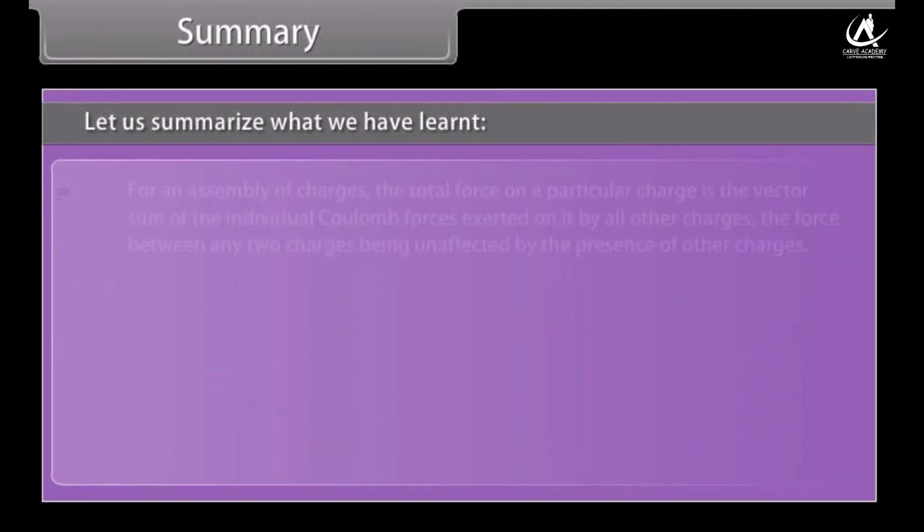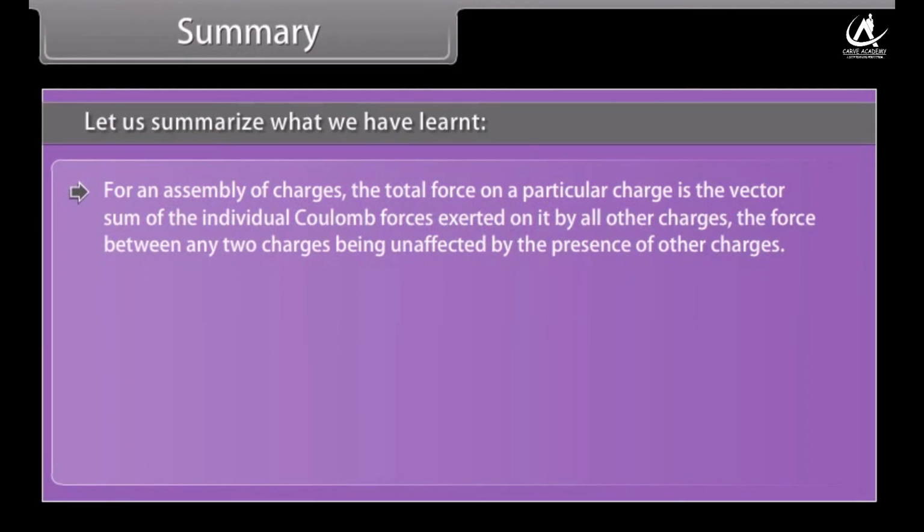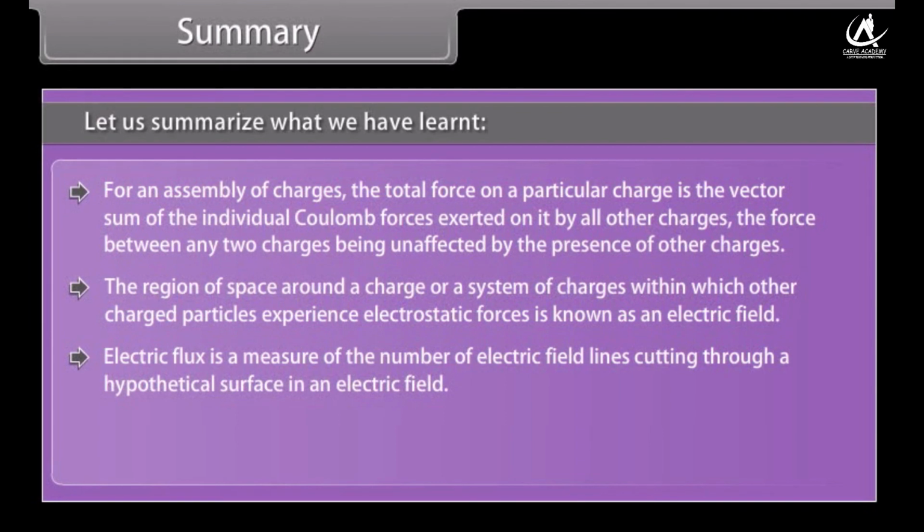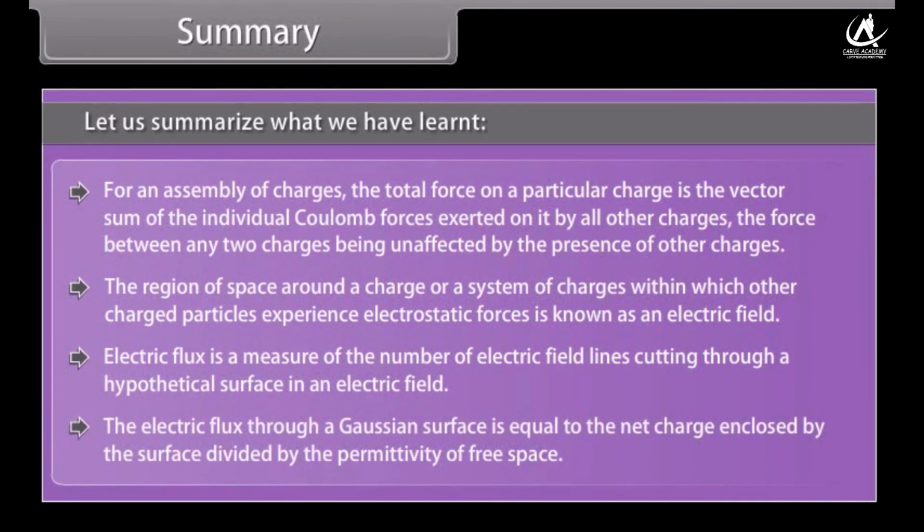For an assembly of charges, the force on a particular charge is the vector sum of the individual Coulomb forces exerted on it by all other charges, the force between any two charges being unaffected by the presence of other charges. The region of space around a charge or a system of charges within which other charged particles experience electrostatic forces is known as an electric field. Electric flux is a measure of the number of electric field lines cutting through a hypothetical surface in an electric field. The electric flux through a Gaussian surface is equal to the net charge enclosed by the surface divided by the permittivity of free space.